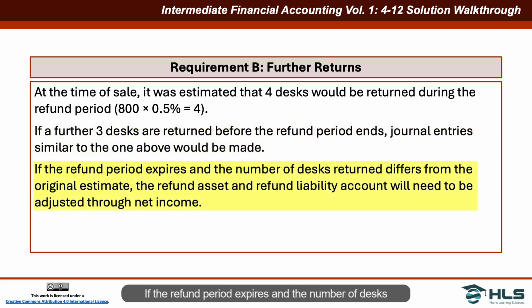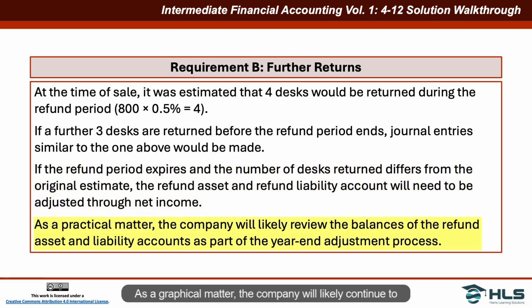If the refund period expires and the number of desks returned is different from the original estimate, the refund asset and liability account will need to be adjusted through net income. Basically, the balance in each account will have to be eliminated. As a practical matter, the company will likely continue to review the balances of the refund asset and liability accounts as part of the normal year-end adjustment process. And that's it. We've solved this problem.